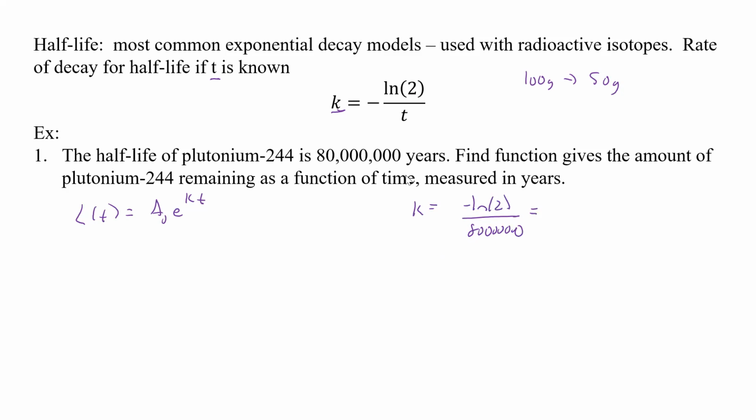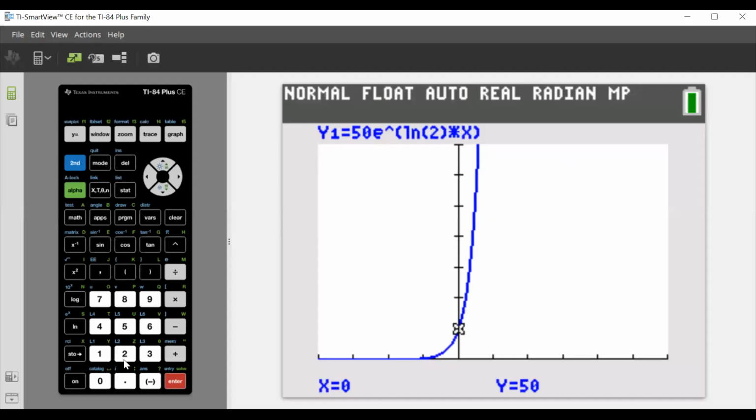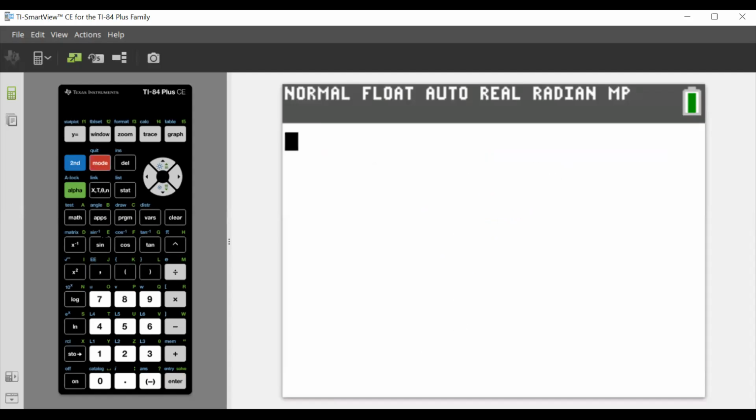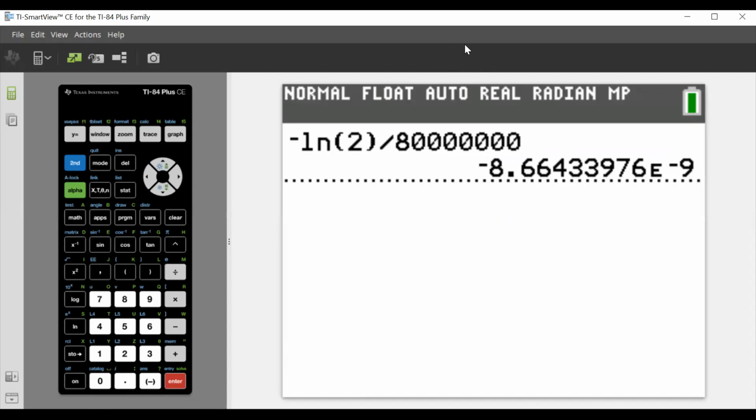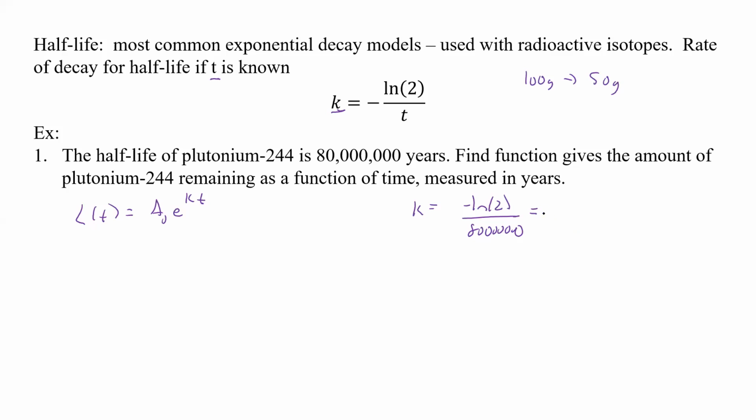So let's type that in. Negative ln of 2 divided by 80 million, that's 1, 2, 3, 4, 5, 6 zeros. So we get negative 8.66 times 10 to the negative 9. So that's our K. And we know our A naught here. Nope, we don't know our A naught.